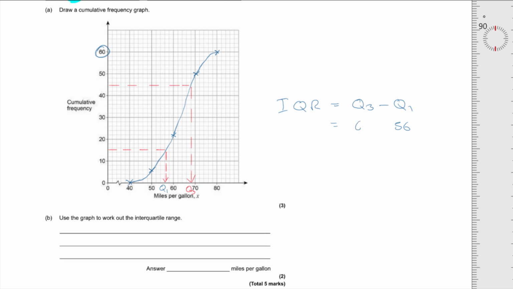Now if yours is a little bit different from mine, don't worry about it. As long as you read your values off your graph, you're going to get the marks for this. So 68 minus 56, that leaves me with 13. So that's my interquartile range. Use your graph to work out the interquartile range. It's 13 miles per gallon.